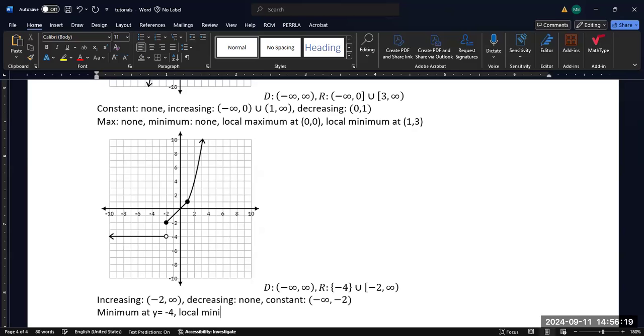There is a local minimum at the point -2, -2. It is not the global minimum, but it is a local minimum in that every value around it that is connected to it is the smallest possible value. So you could specify that. But again, if it's not labeled as local or global, they mean global. And so that minimum is at -4. Is there a maximum? There is no maximum because the y values go up to infinity.